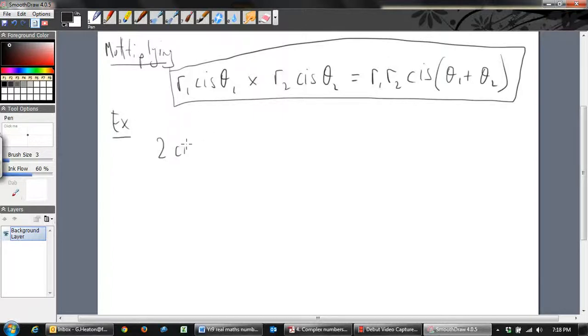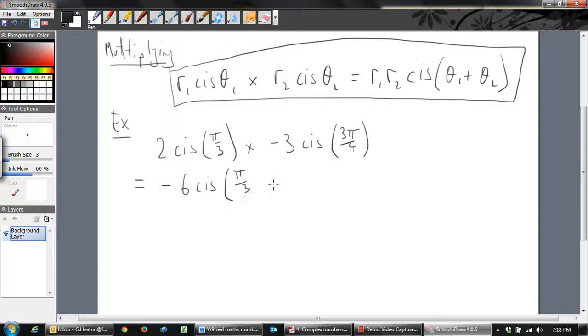Let's have 2 cis pi on 3 times negative 3 cis 3 pi on 4. What this is equal to is you multiply the radiuses together. 2 times negative 3 is negative 6 cis, and then you add your arguments together: pi on 3 plus 3 pi on 4.